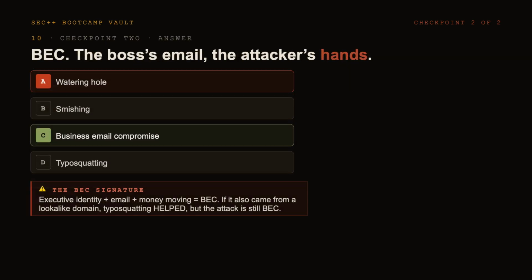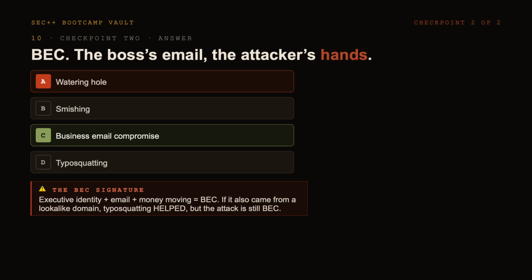The answer is C. Business email compromise. The attack wears the boss's identity, arrives by email, and moves money. That trio is the BEC signature. One nuance. If the email came from a lookalike domain, typo squatting helped the attack, but the attack itself is still BEC. Name the con, not the prop.